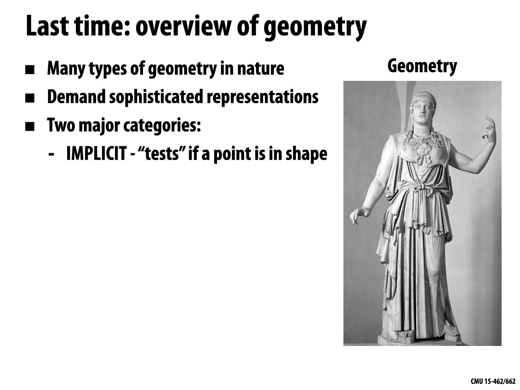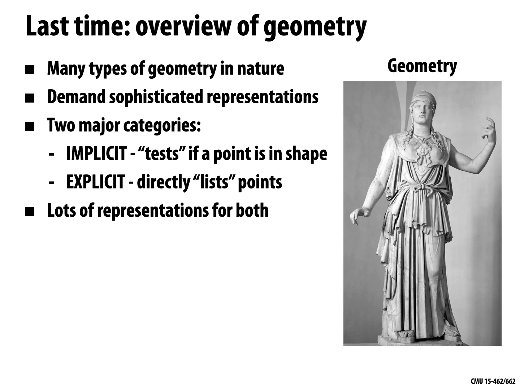One was implicit descriptions of geometry, and the basic idea behind an implicit representation is it will let us test if a given point is part of our shape. The other big category were explicit representations, which in some sense directly list points in the shape or let us generate points in the shape. There are lots of specific representations for both of these kinds of shape. So for implicit surfaces, we had algebraic surfaces, we had level sets, and so forth. With explicit representations, we had point clouds, we had polygon meshes, and things of that nature.